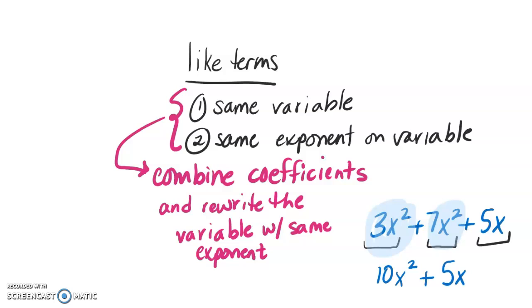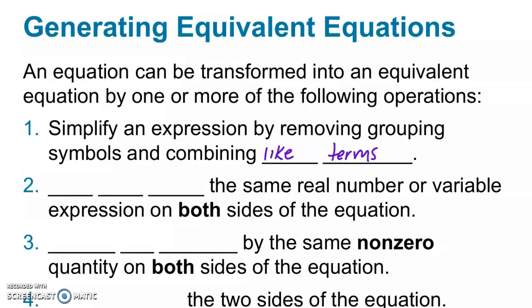So let's go back to our list here. And so step 1 is to simplify an expression by removing grouping symbols and combining like terms. Grouping symbols are like parentheses or brackets. Then I'm going to add or subtract.